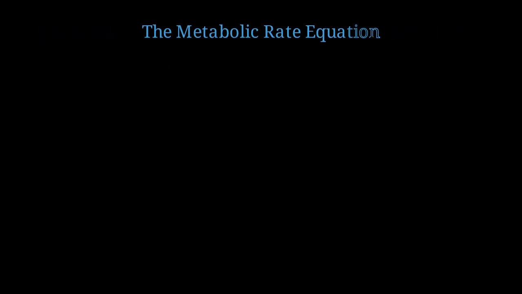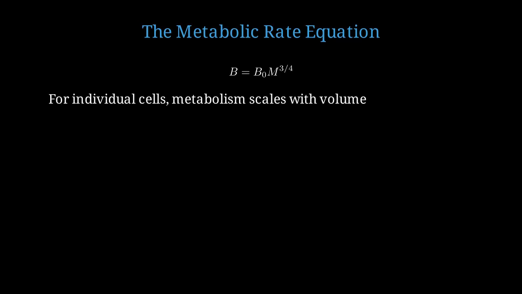There's another important equation that relates to cell size: Kleiber's law for metabolic scaling. The basal metabolic rate B equals B sub 0 times mass to the 3/4 power. This is called Kleiber's law. For individual cells, metabolism scales approximately with volume, which is mass to the 1st power. But for whole organisms, we get this 3/4 power law.